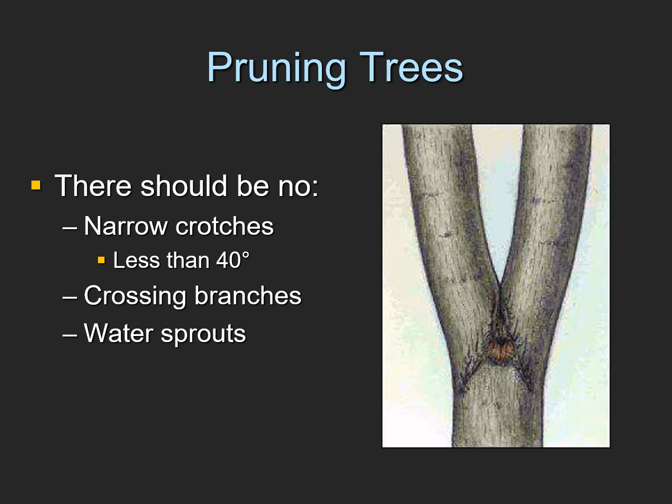And also, there should never be narrow crotches that are less than 40 degrees. You can see there how close they are. Those are going to split. They don't have enough connective tissue. Crossing branches need to be pruned out. The water sprouts need to be pruned out, which we talked about just a minute ago. Those are just things that are weak. They're going to cause detriment to the tree or to the shrub, and they're eventually going to break and fall out.